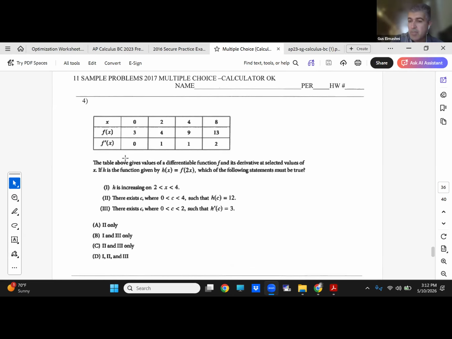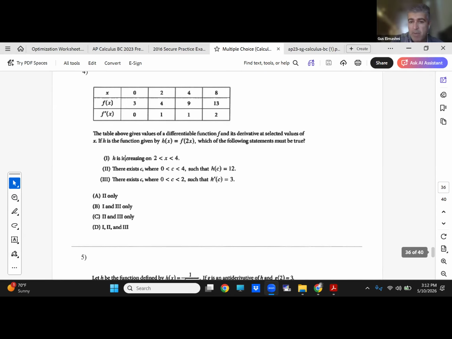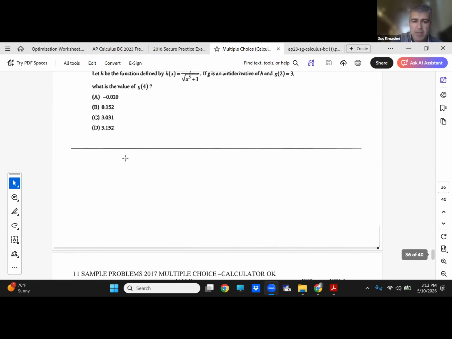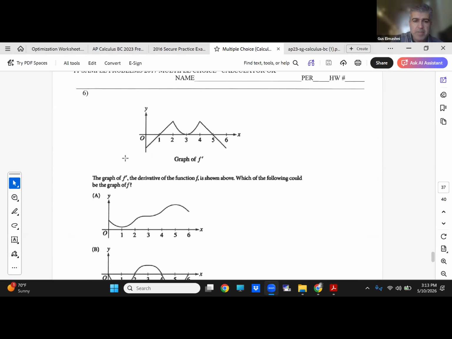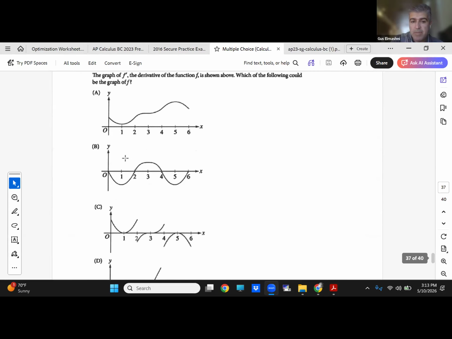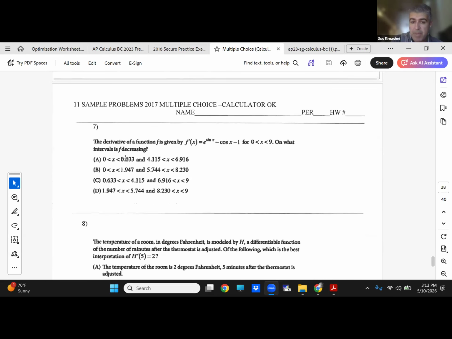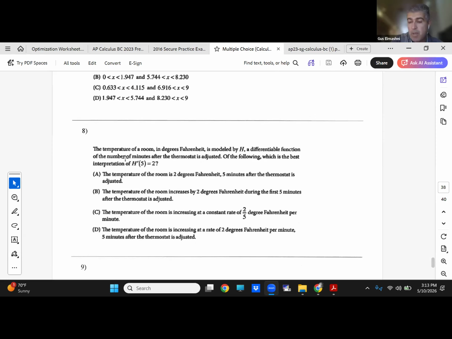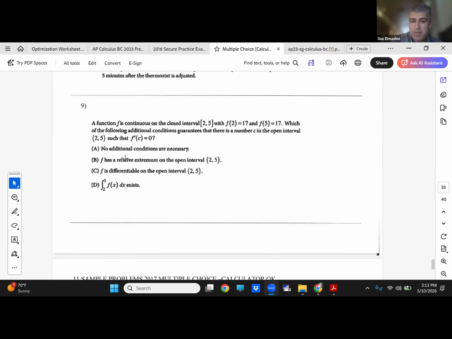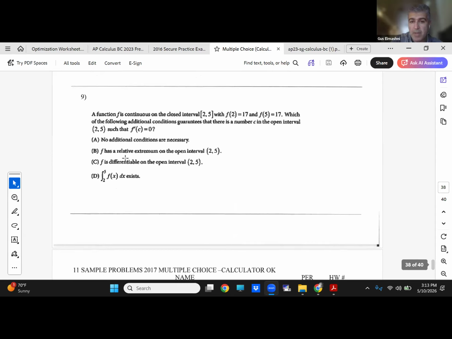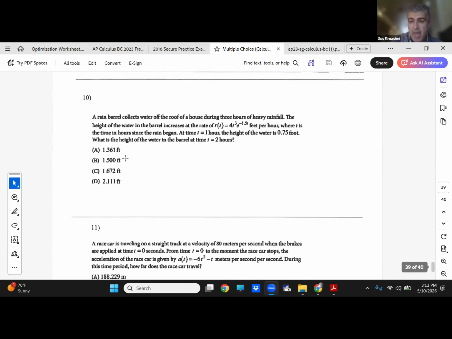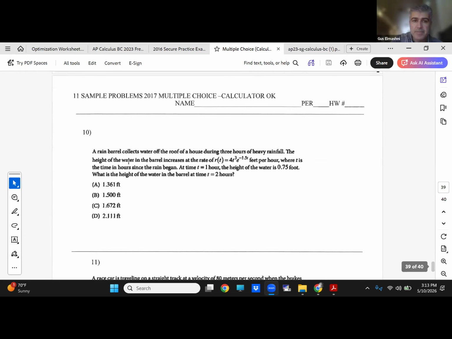But you can see 4 is a conceptual question, which maybe we could talk about at some time. But 5 is calculator. The 6 is conceptual, right? Calculator's not going to help you with that one. 7, definitely calculator. 8's more conceptual, interpreting. 9's more conceptual, interpreting again. But 10's calculator. 11's calculator.